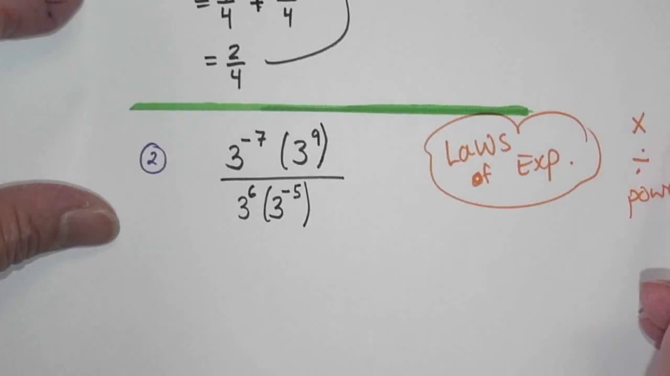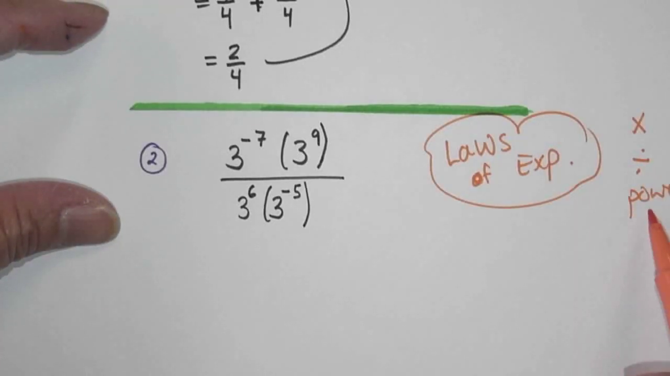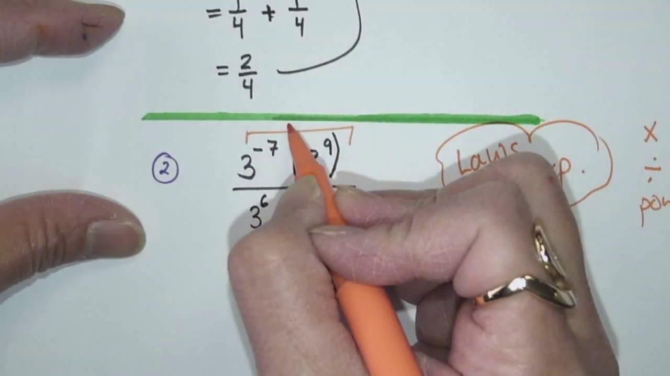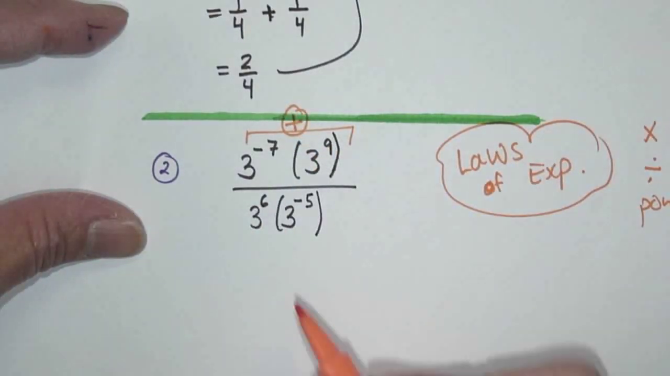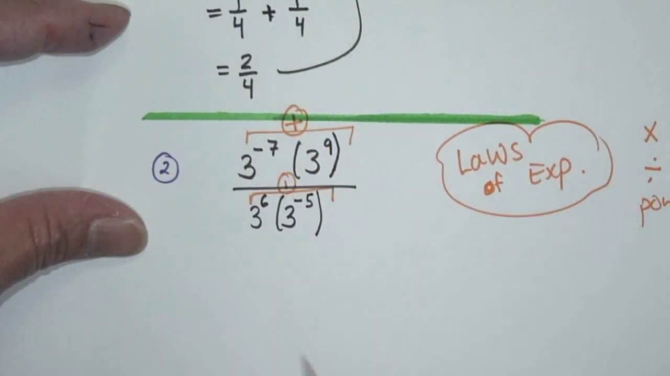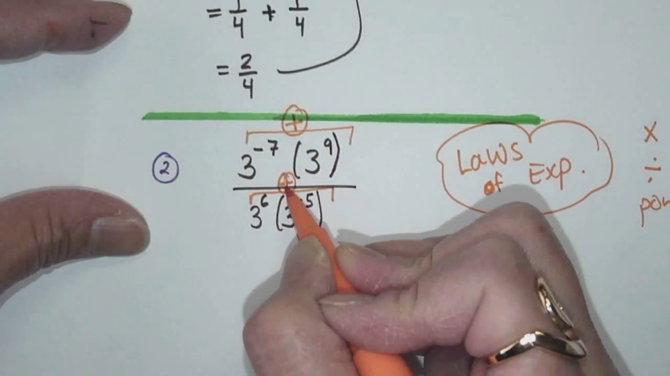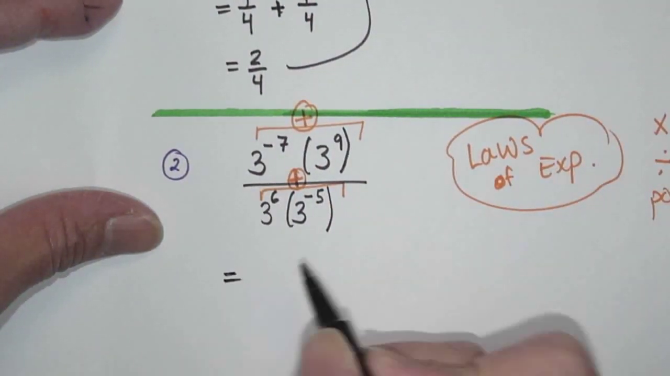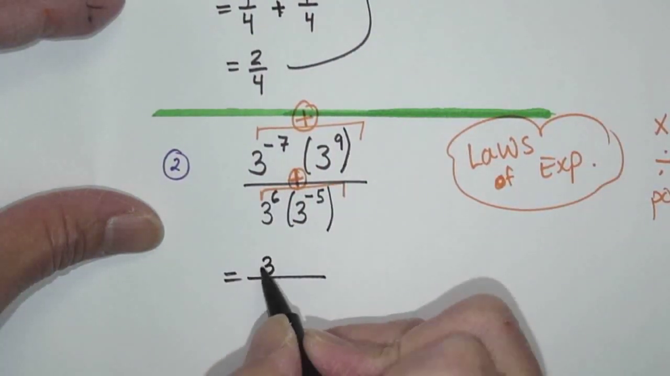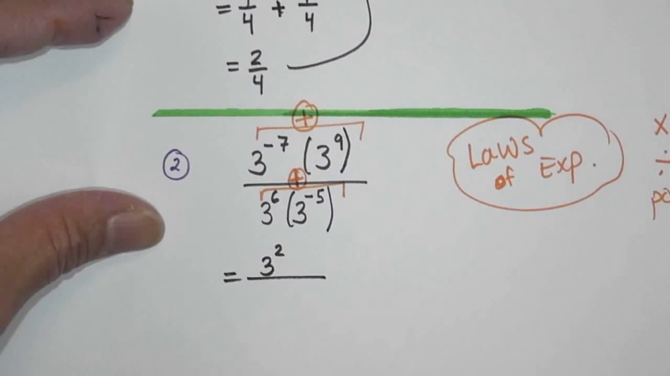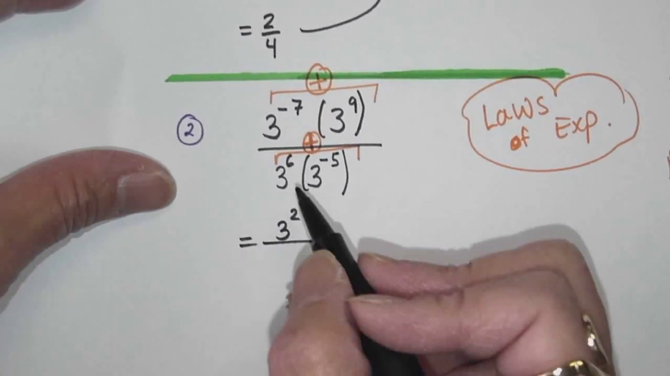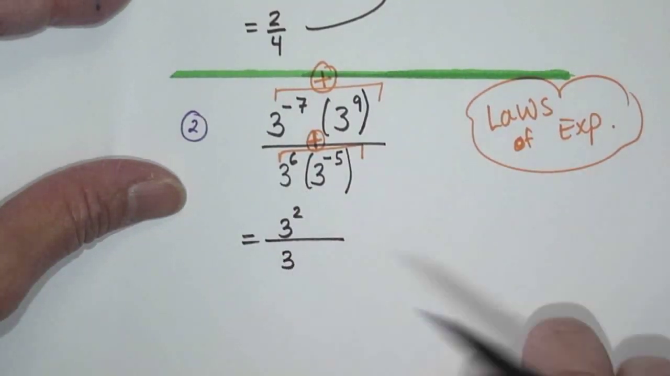This is multiplication, division, power of a power, which means these guys here, I can add them, and these guys here, I can also add those. So I'm going to add those together, and then I'm going to see if that works a bit better. On the top here, I'm going to get 3 to the 2 when I add -7 plus the 9, right? And here I'm going to get 3 to the, oh, it's a 1.